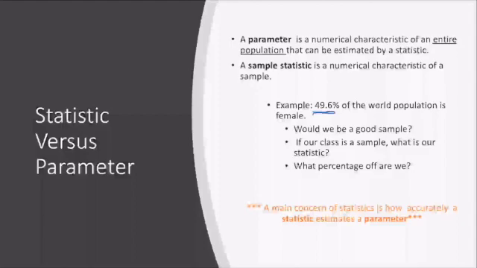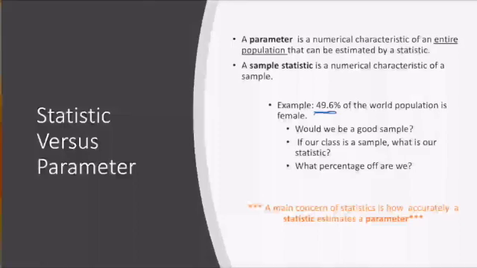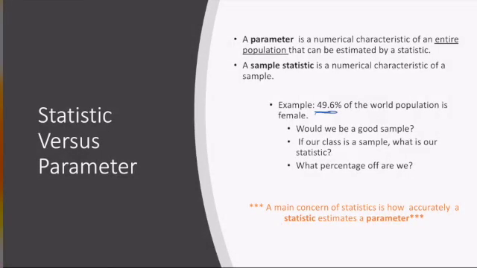A main concern of statistics is how accurately a statistic estimates a parameter, right? We want to study a sample so we can find out some information about that and use that to make an assumption about the population parameter. This is one of the main goals of statistics.